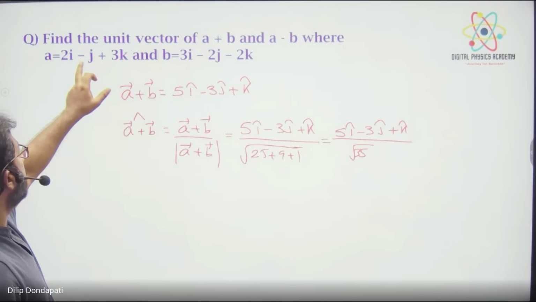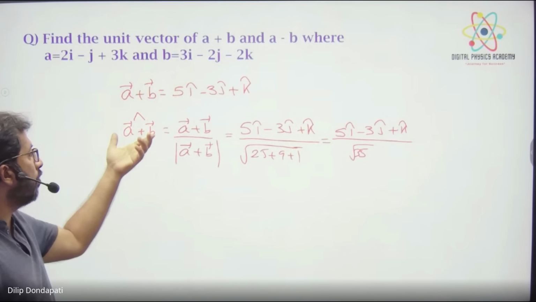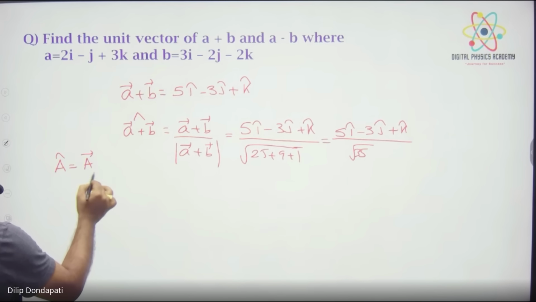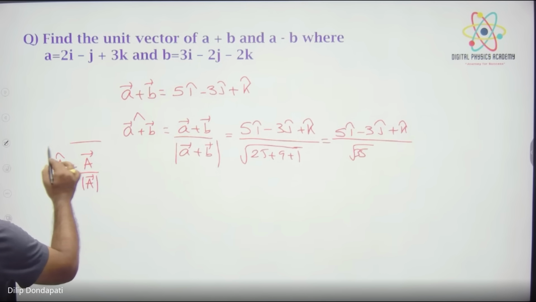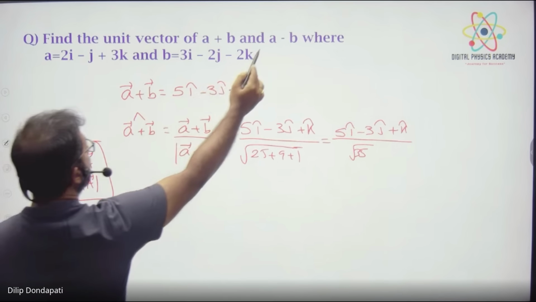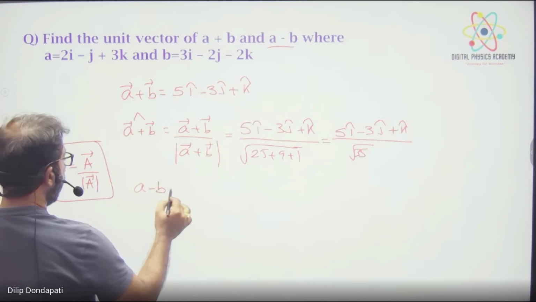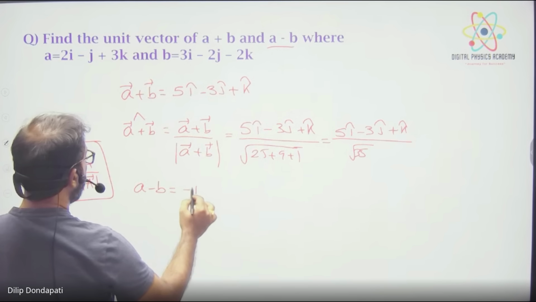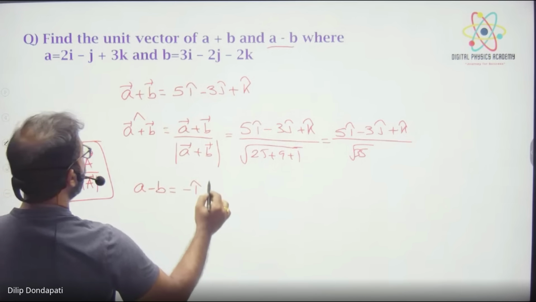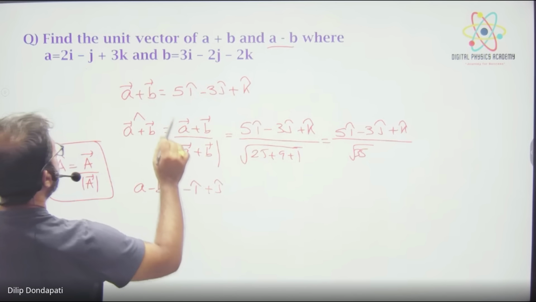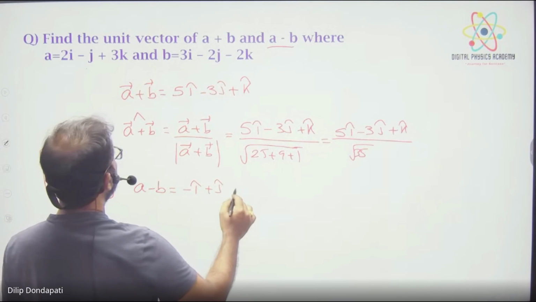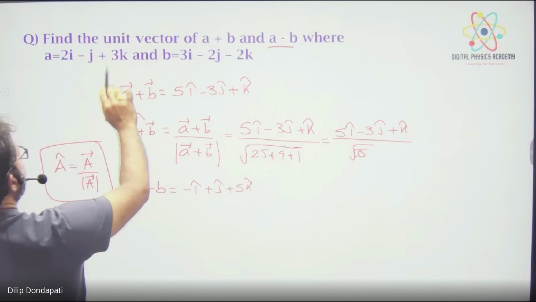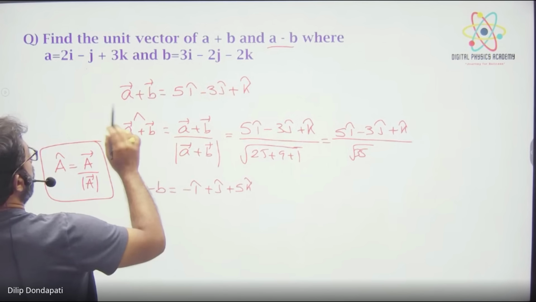Subtract, Rehan. A minus b means this vector minus this vector, then find a cap. What is the formula for unit vector will be? A cap का formula will be vector a by mod a. You know how to find mod. ये use करने का. You're asking for a minus b. So first a minus b करो. This minus this. So 2i minus 3i is minus i cap, minus j minus of minus plus j cap, plus 3k minus of minus, so it is plus 5k cap.